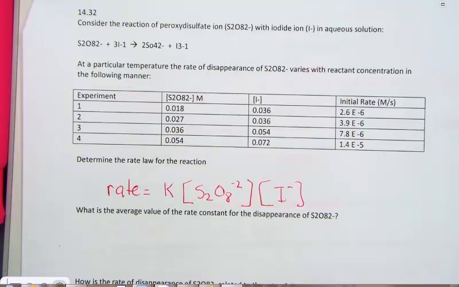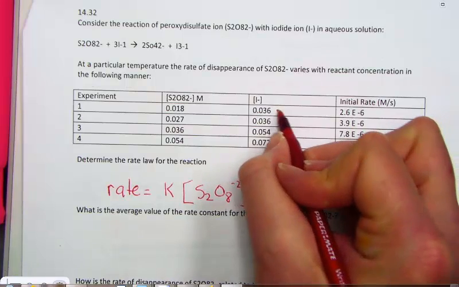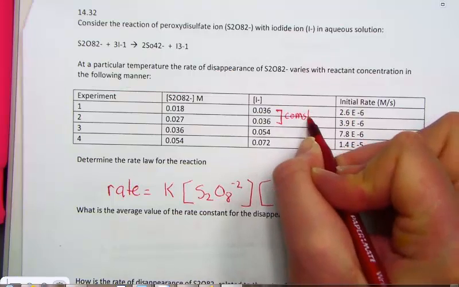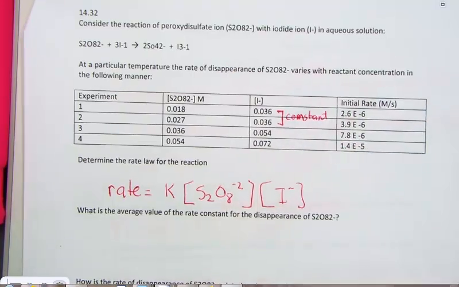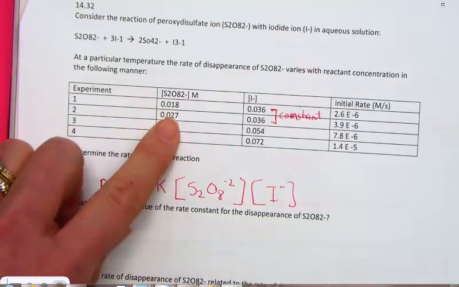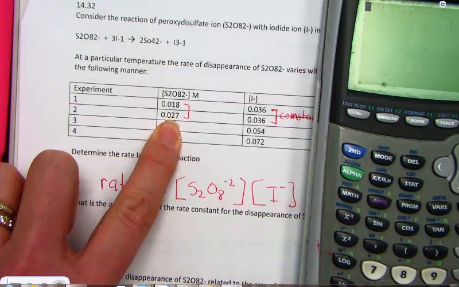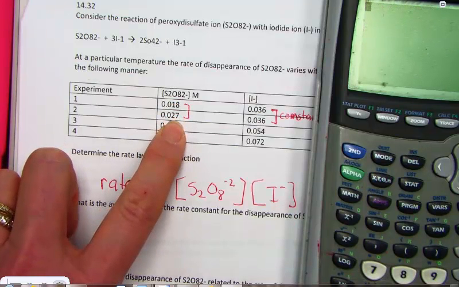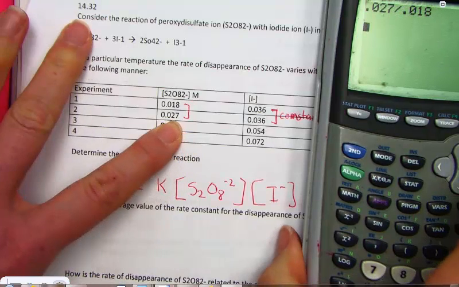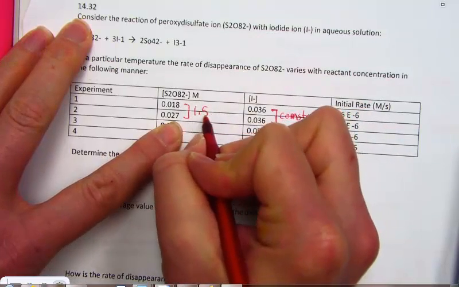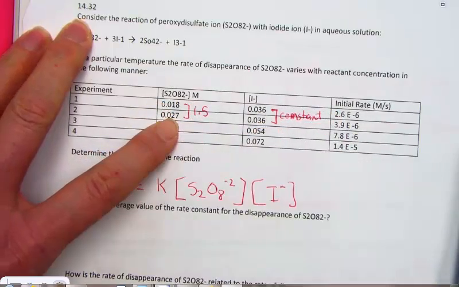Can we find any trials that are held constant? Well, I'm noticing trial 1 and trial 2 hold this ingredient constant. So it will factor out. What happens here with the rate? All right, so let's see what happened to the concentration. I always do bigger over smaller, so 0.027 divided by 0.018. Okay, so the concentration changed by a factor of 1.5.